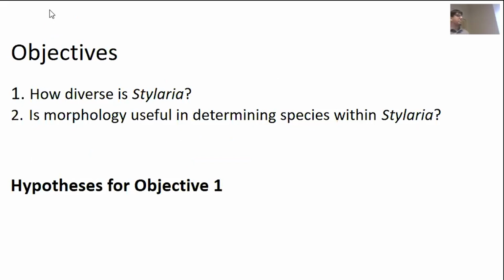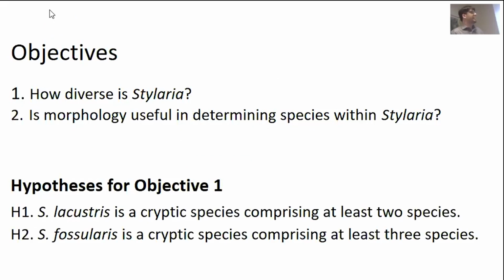So our hypothesis for objective one is that originally we thought that Stylaria lacustris is a cryptic species with at least two species, the European sensu stricto and the North American unknown. And then Stylaria fossularis is a cryptic species comprising at least three species: our North American being the confirmed, and then we have some from Cambodia and Japan that possibly represent two distinct species.